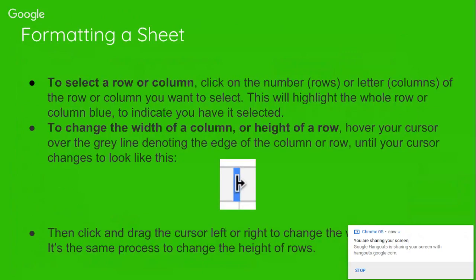When we're formatting, to select a row or column, you click on the number for the row or the letter for the column that you want to select. This will highlight that entire row or column to indicate where you have selected it. You can change the width of a column or the height of a row. You hover the cursor over the gray line at the edge, and then you drag it to make it as big or small as you want. You can also double click when you have data entered to make it as large as the largest piece of data.